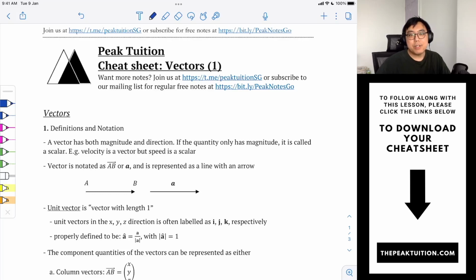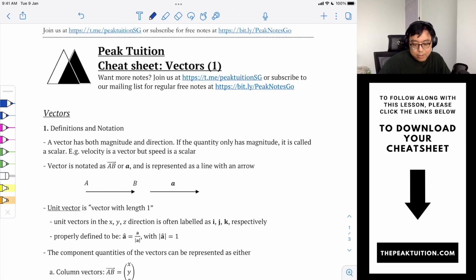Hi, this is Pt.1 and this is a quick review on the chapters of vectors, part 1. To start off, we'll go through some of the definition and notation before moving on to some of the techniques involving vectors and methods such as vector addition, dot product, cross product. Okay, without further ado, let's jump right in.